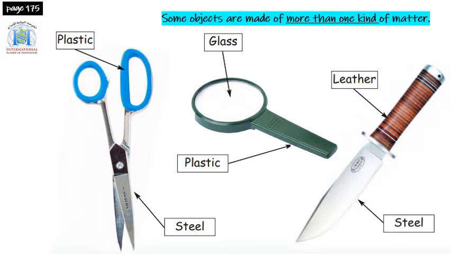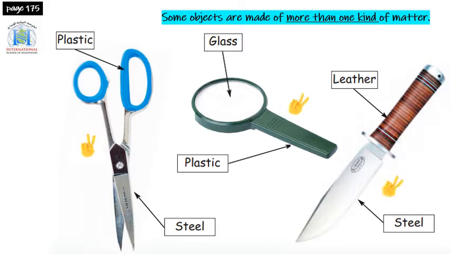So, some objects are made of more than one kind of matter. As you can see, scissors are made of two types of matter, plastic and steel. The magnifier is also made of two types of matter, glass and plastic. The knife is made of leather and steel, two kinds of matter. So, an object can be made of one or more kinds of matter.